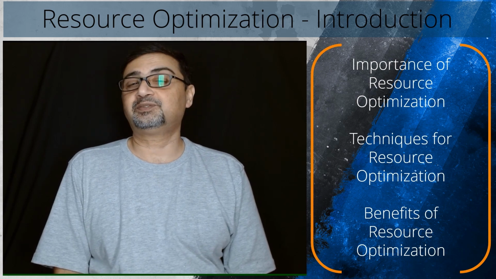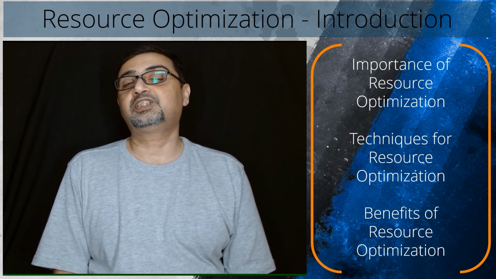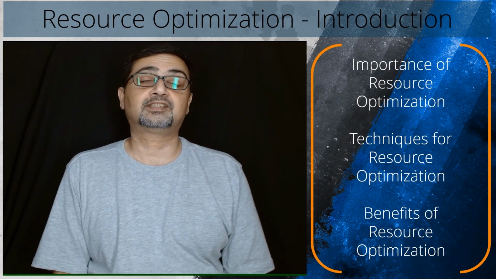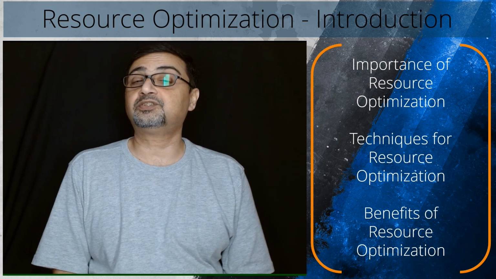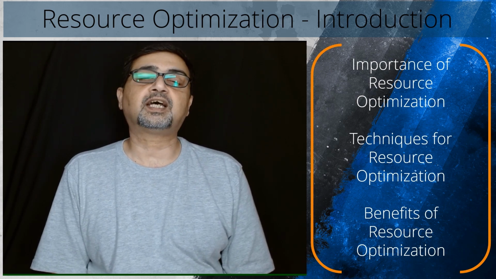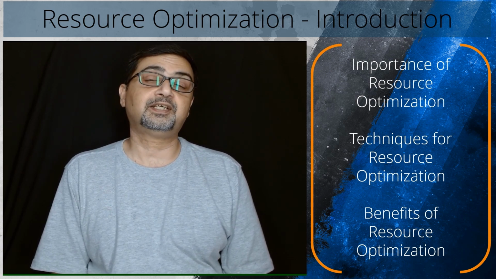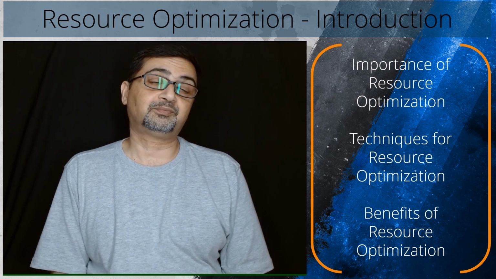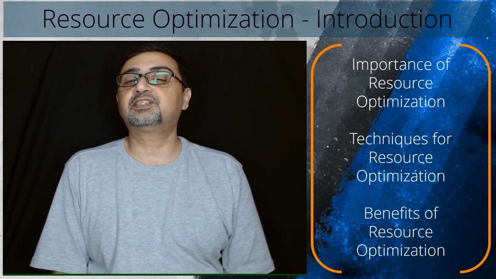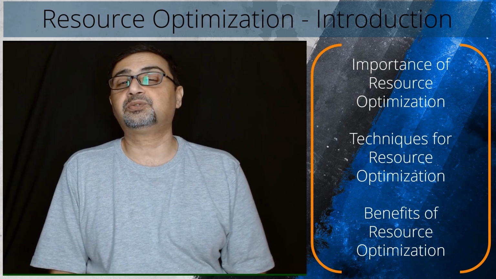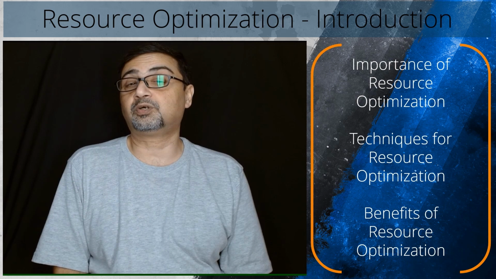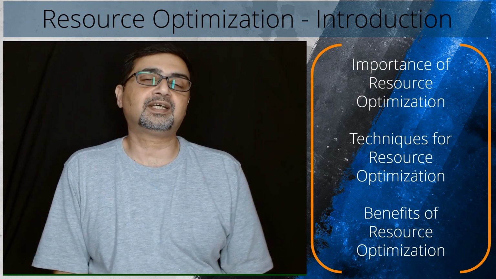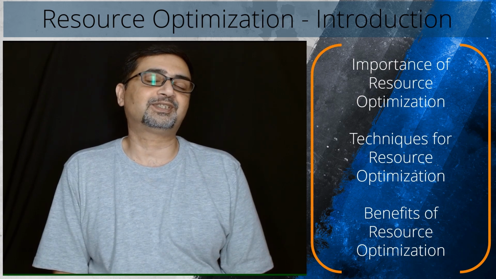Resource optimization plays a pivotal role in achieving project success and organizational efficiency. Proper allocation and utilization of resources contribute to timely project completion, cost savings, and improved productivity. By optimizing resources, organizations can ensure that the right resources are available at the right time, reducing bottlenecks, avoiding overutilization or underutilization, and enhancing overall project performance.